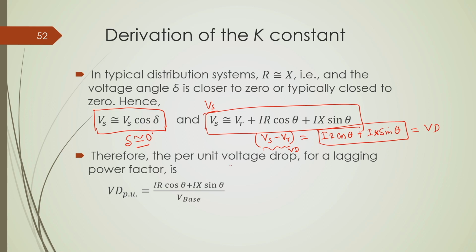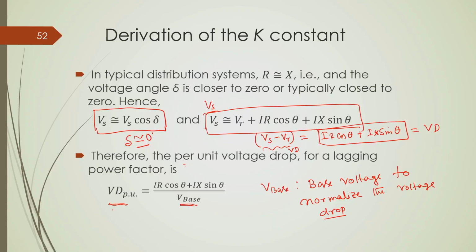Now, if you want to normalize this voltage drop, what you need to do is divide it by some base voltage, where V base is the base voltage to normalize the voltage drop. Once we divide both sides of the equation, on the left hand side we get the voltage drop per unit, that means whatever value of voltage drop comes will vary between 0 to 1, and the right hand side of this equation will be I r cos theta plus I x sin theta divided by V base.